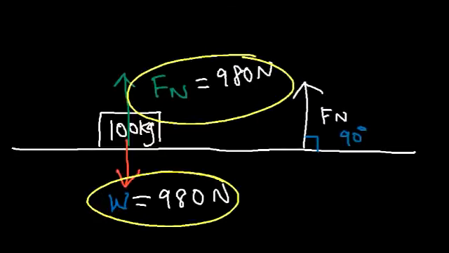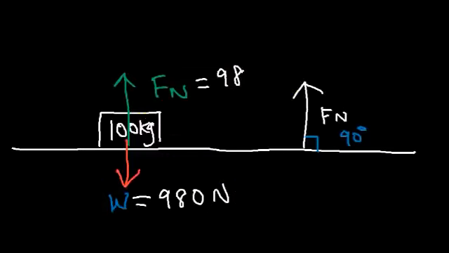The normal force is also known as a contact force because it will only exist when two surfaces are in contact with each other. So if the block is not in contact with the surface, it will not exert a normal force on the block. And so that's why it's called a contact force.